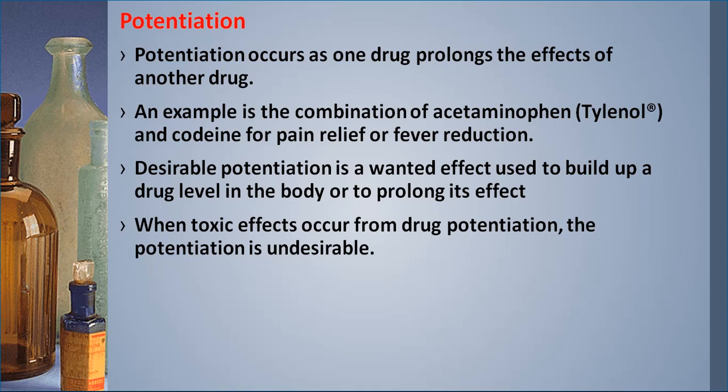So an example is the combination of paracetamol, Tylenol, and codeine. Paracetamol and codeine for the relief of pain or fever, so the time is prolonged for them to react. So desirable potentiation is a wanted effect used to build up a drug level in the body or to prolong its effect. Now, when toxic effects occur from drug potentiation, the potentiation is undesirable.